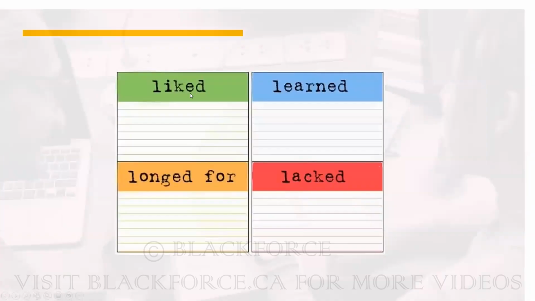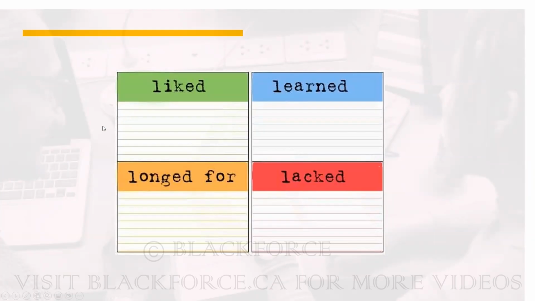This is another sample again: liked, learned, longed for, lacked. So you're saying during that sprint, what are the things you liked? What are the things you actually learned? Did you learn anything new? What did you long for? What was lacking? You want to put that together.